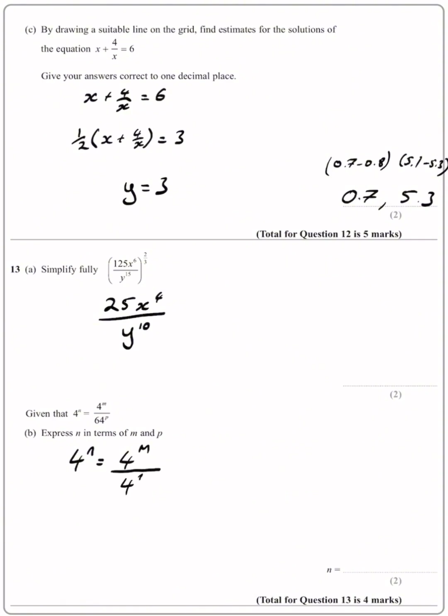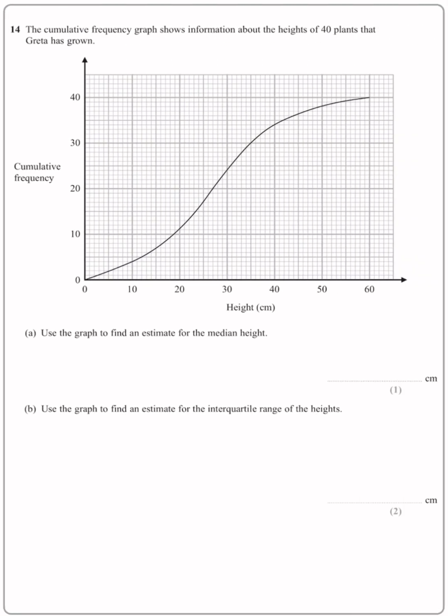For B, 64 is the same as 4 cubed. So 64 to the power of p is equal to 4 to the power of 3p. Subtract the powers. We get 4 to the n is equal to 4 to the m subtract 3p. Therefore, n must be equal to m subtract 3p.